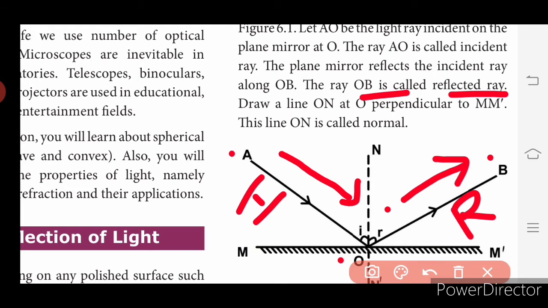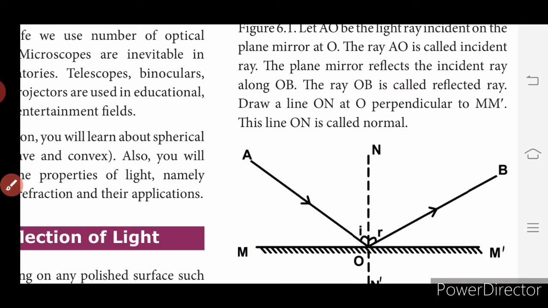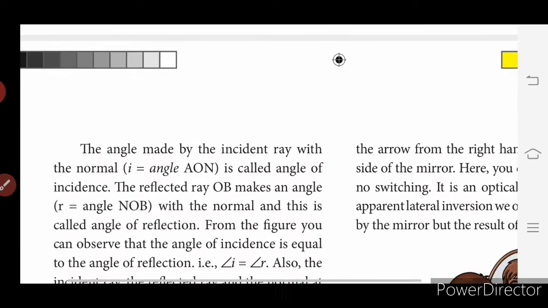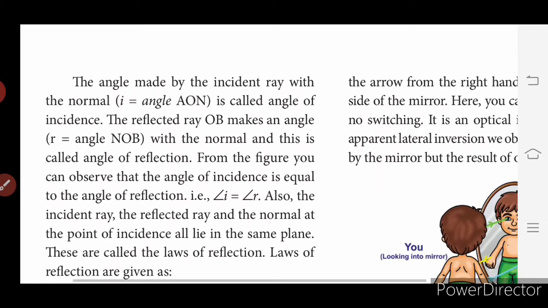Draw a line ON at O perpendicular to M dash. This is a normal line which connects the lines AO and OB on M and M dash. So this line ON is called the normal. The angle between the incident ray and the normal, that is I, is called the angle of incidence.